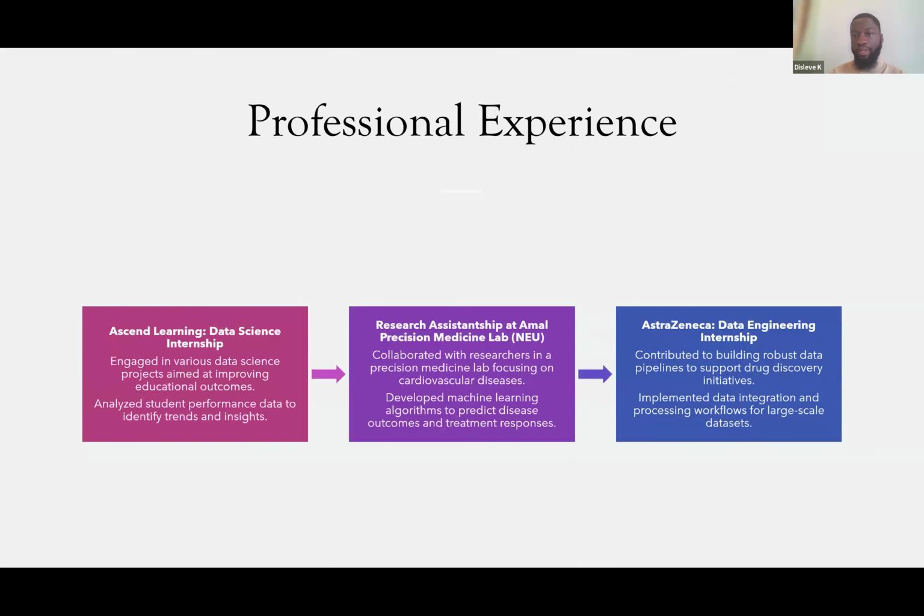In terms of professional experience, I graduated with my bachelor's degree in 2022. Then in the summer of 2022, I had an internship at Ascend Learning. This is an e-learning company in Kansas City that makes learning materials for nurses. Nurses have to take certification exams in order to be fully certified. My internship involved using data science to improve educational outcomes. We used data to learn how students were responding to these exams, and how students were excelling.